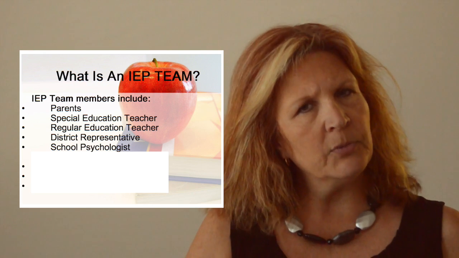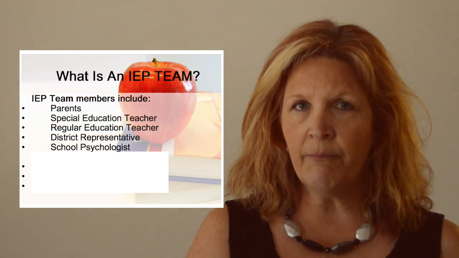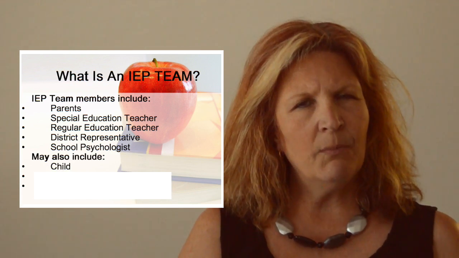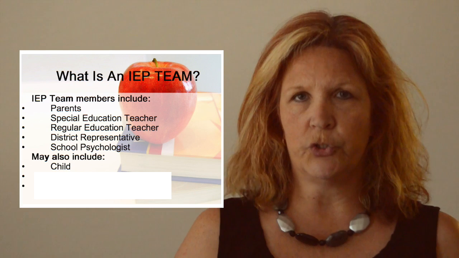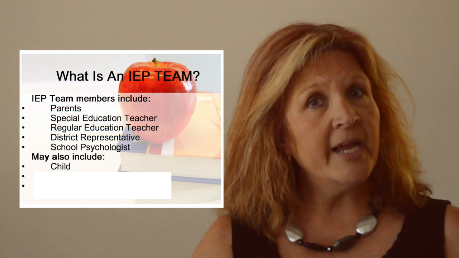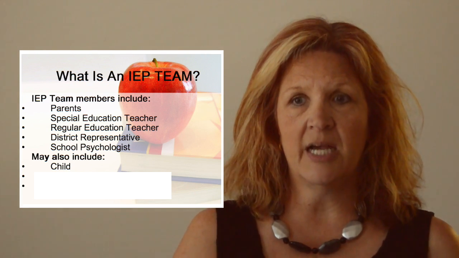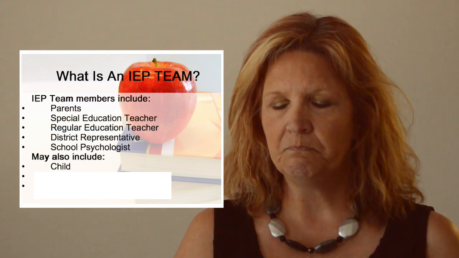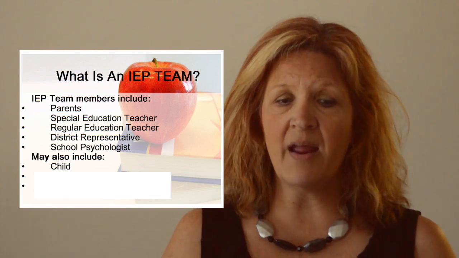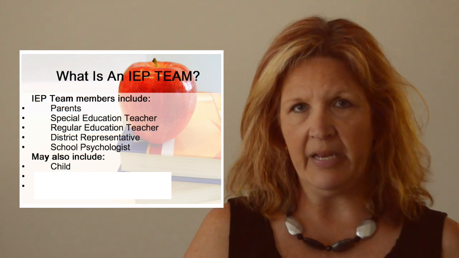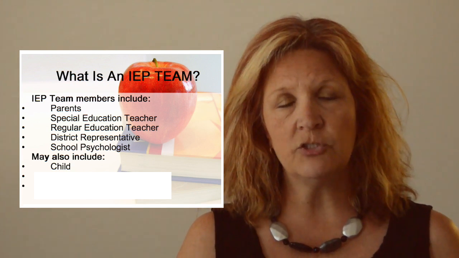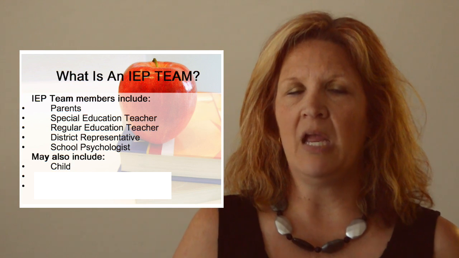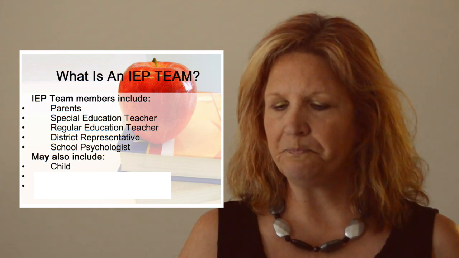Now, those are the required members of the team, but there could also be other members that are included. First of all, your child could be included. And remember that as your child gets older, it will actually be required that your child attends the IEP meetings as we're working on transition to adulthood. And in Georgia, that starts at age 14. But up until then, you may want to have your child join the IEP meeting and sit through as much of it as you think that child can take, just so that they start getting involved in the decisions that are being made about their educational future.